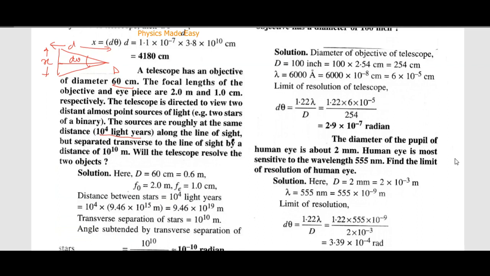So here this d theta is the actual angle made by an object at the eye. Now we will find out the limit of resolution. If the limit of resolution LOR is less than this, then it will be resolved. If it is more than d theta, the image will not be resolved. The image of the objects will be resolved, or you can see the objects as separate.